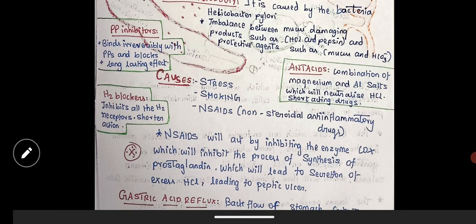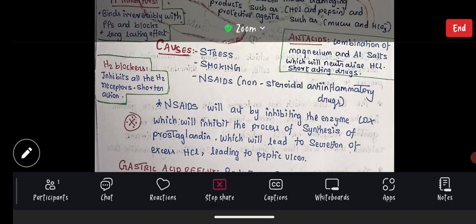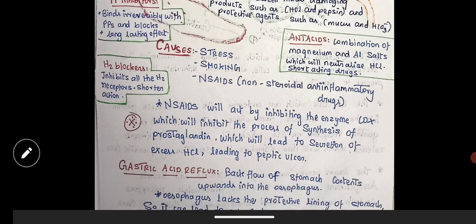We'll see it later. NSAIDs act by inhibiting the enzyme COX. So once the enzyme COX is inhibited, from arachidonic acid, PGI2 and PGE2 are not going to be secreted, which will lead to secretion of excess HCl, leading to peptic ulcer.